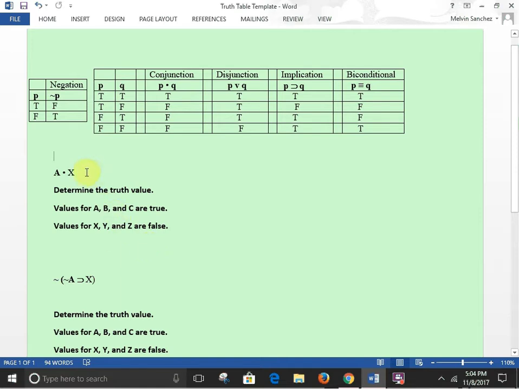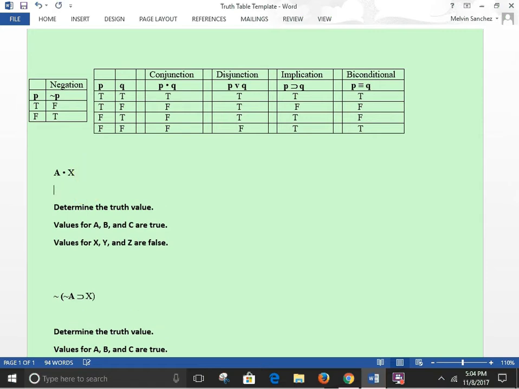Basically, what we're going to do here is eventually compute the truth value of the whole statement, or the whole proposition. These are complex statements or complex propositions. What we're doing is determining the truth value for the whole thing. So we start assigning the values that we are given. We know that A is true, and we know that X is false, right? Under the A, we put the T, and under the X, we put the F.